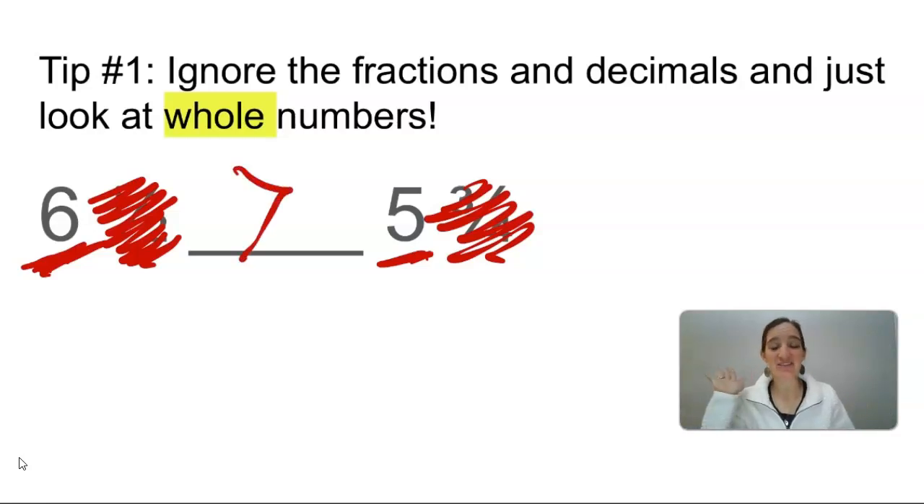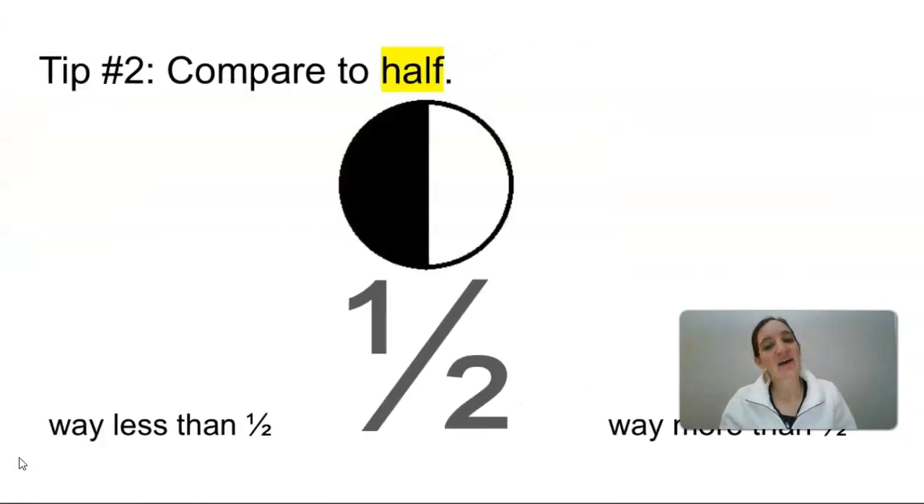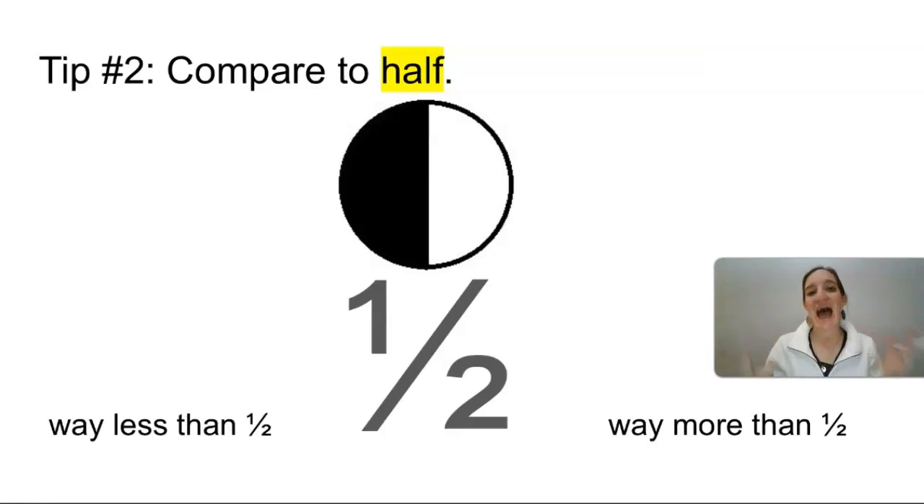So before you do any of the other tips I'm about to give you, always look to see if the whole numbers are different. If they are, then your job is done. That's not always the case though. So let's go on to tip number 2. Tip number 2 is to compare to half.